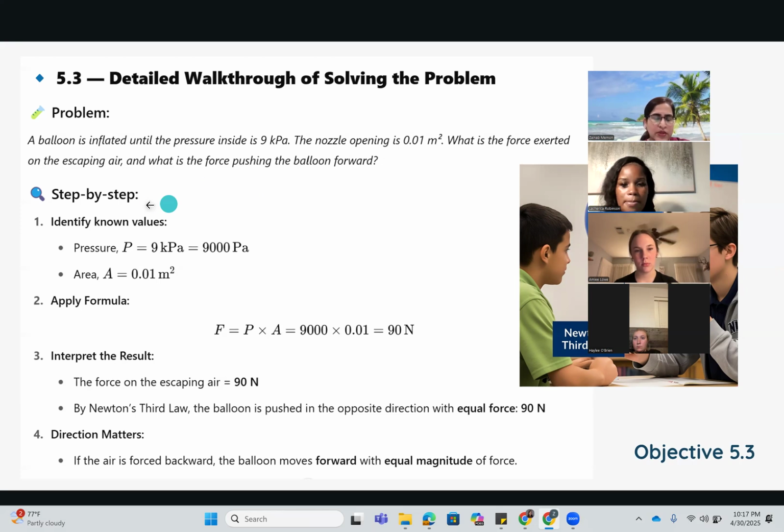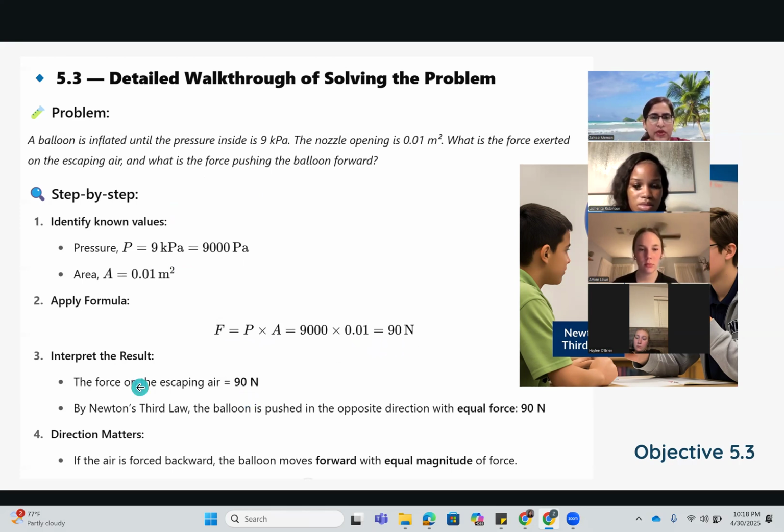Now, the step-by-step solution. First of all, we know the pressure is 9 kilopascals, which is 9,000 pascals, and the area is 0.0100 meters squared. We apply the formula, which is force equals pressure times area. So 9,000 times 0.0100, which is 90 newtons.